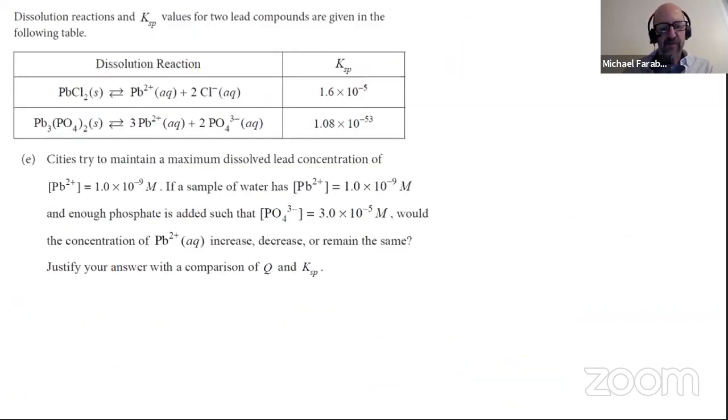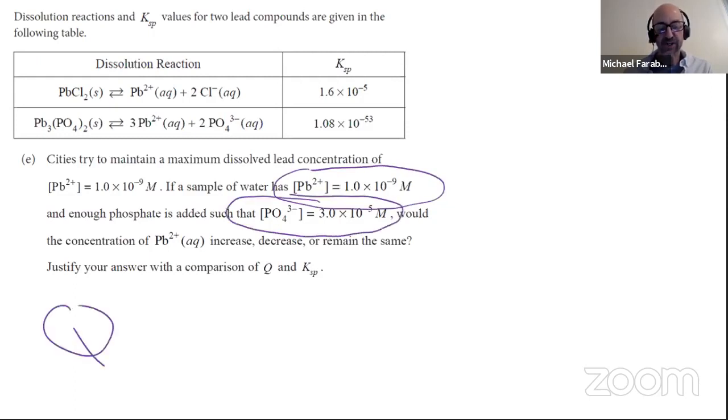Now we have part E, where we are given a concentration of lead that's already in the sample of water. And now we have a concentration of phosphate. So we can go ahead and calculate what is called Q. Q is the opportunity to plug into the KSP expression, the reaction quotient. You plug in the numbers you have right now.